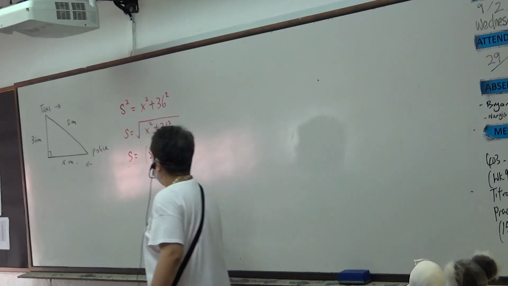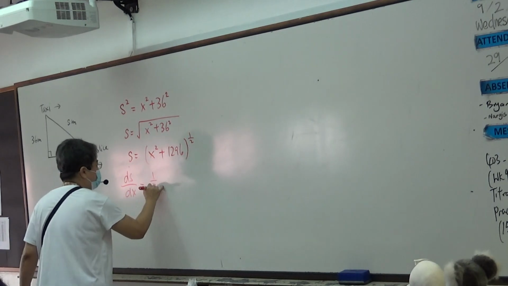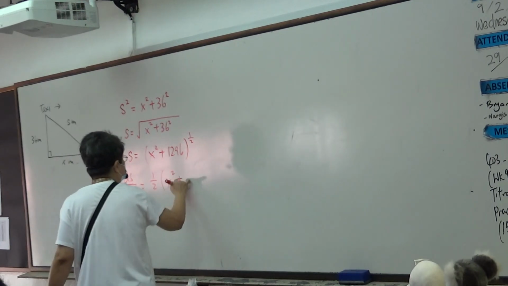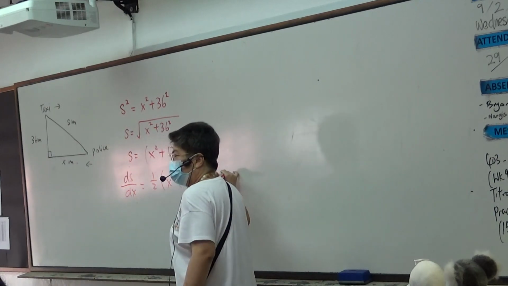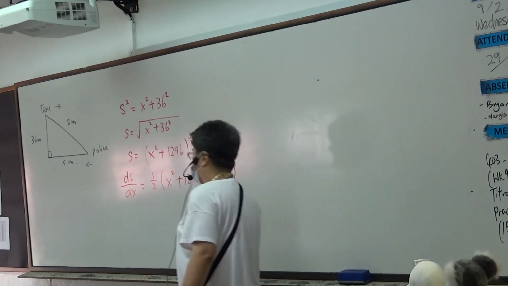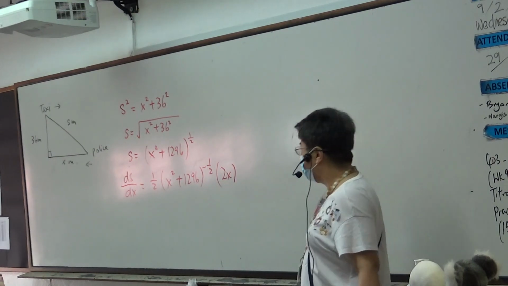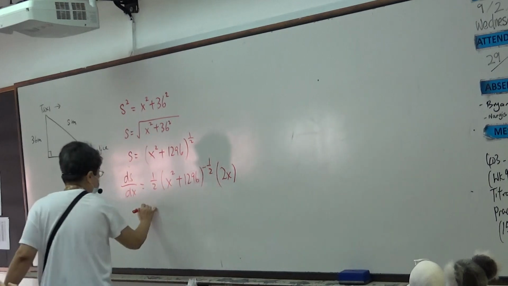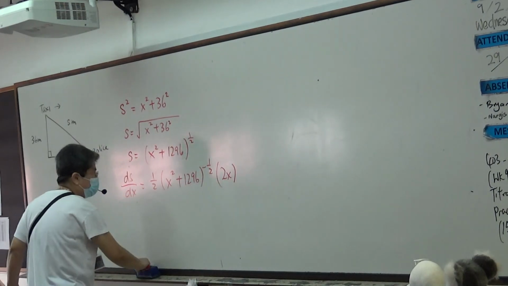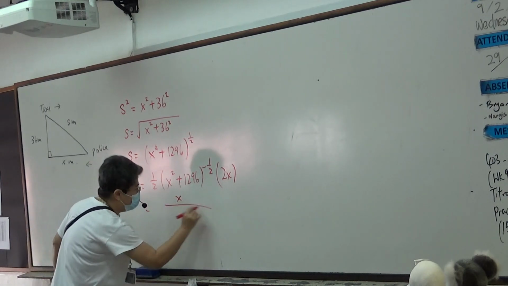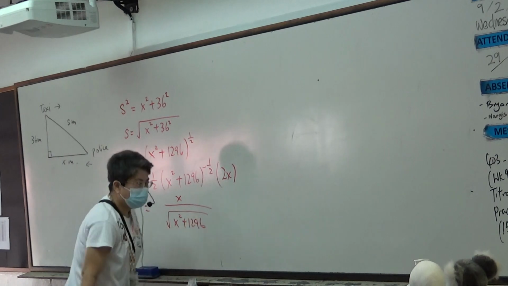Now, ds/dx will be half times (x squared plus 1296) to the power negative half, times what? 2x, right? You must differentiate the inside. So if I simplify this, I will get what? x over square root of (x squared plus 1296).